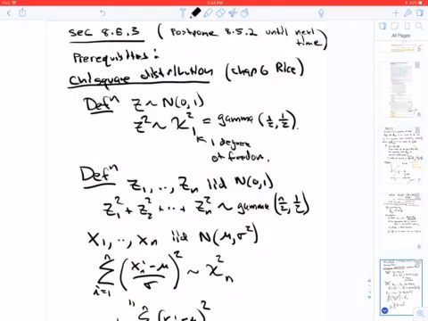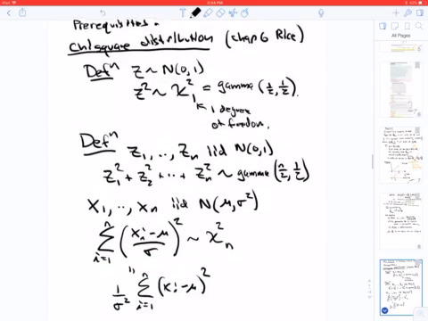Okie doke. So now we are going to go to section 8.53, which is about assigning a confidence interval to our parameters, but we need to learn about the chi-square distribution and the t distribution.